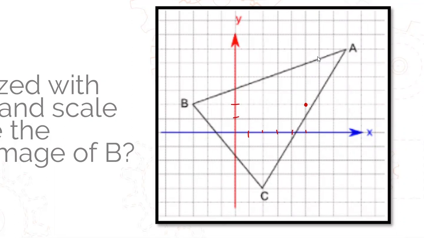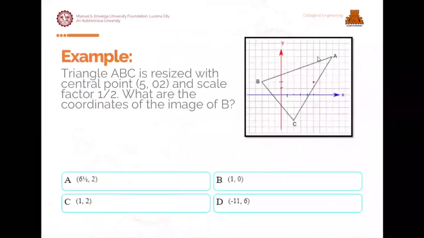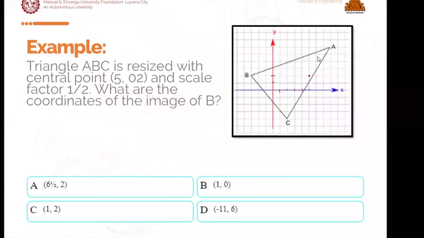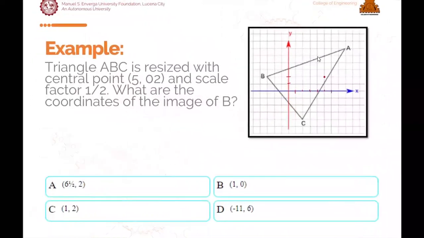Okay, I guess may mali din sa given ko. Pag 5, 0. Okay, let's check. What is the coordinate of B kapag 1/2? So let's check yung mga given na choices. So 6, 2. So 6, then 1/2. So ito yung position na yun. Okay. Ito yung sa letter A na choice.